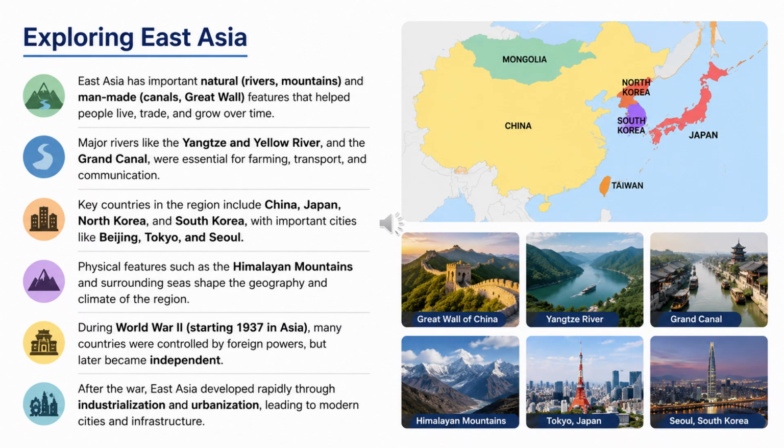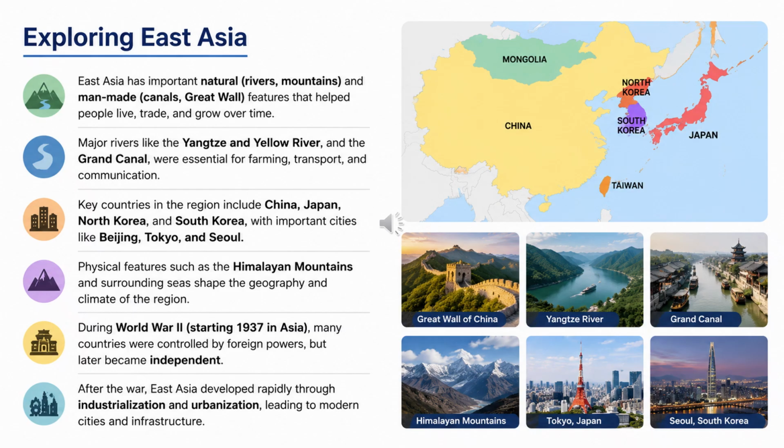East Asia has many rivers, mountains, plains, etc. These natural features provide water for drinking, farming, transportation, and many other daily activities. Some of the most important rivers in East Asia are the Yangtze River and the Yellow River, both located in China. These rivers have supported agriculture and helped civilization to grow for thousands of years.